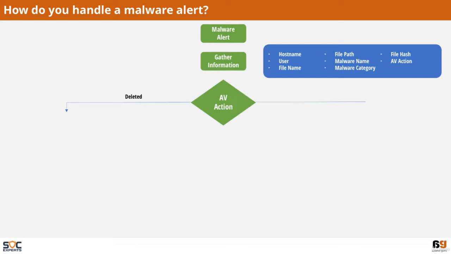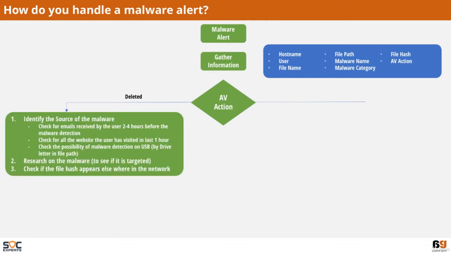For example, if the malware is deleted, the priority of the incident is not high because the malware is already deleted, and we need to identify the source of the malware. In which case, we typically check for the emails received by the user 2 to 4 hours before the malware detection, and then we do some kind of elimination. For example, we eliminate all the internal emails and see if there is any email with attachments. By doing so, we boil down to those 3 or 4 suspicious looking emails.